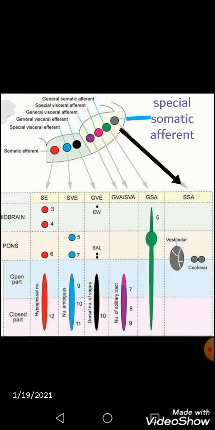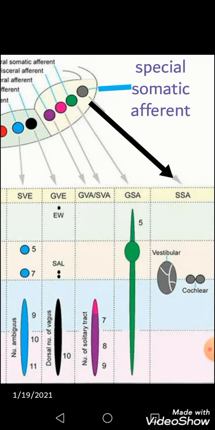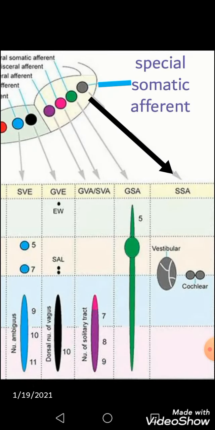From the right side of the screen, just concentrate first on the special somatic afferent marked with the darker black line. That is showing the vestibulocochlear nerve nuclei that carry special sensations from your ear concerned with hearing and equilibrium. Some books do write that they carry sensory information from your eye and nose as well, so cranial nerves 1 and 2 should be included here to pick up the sense of smell and vision.